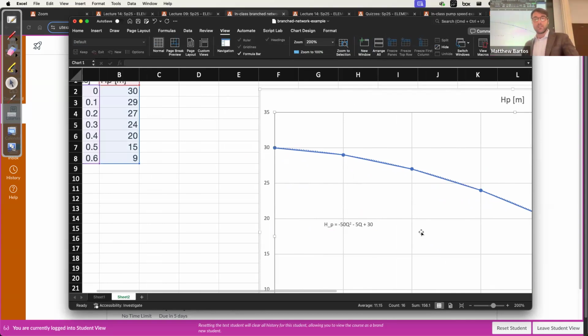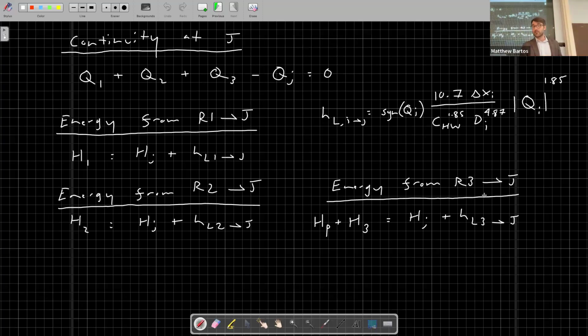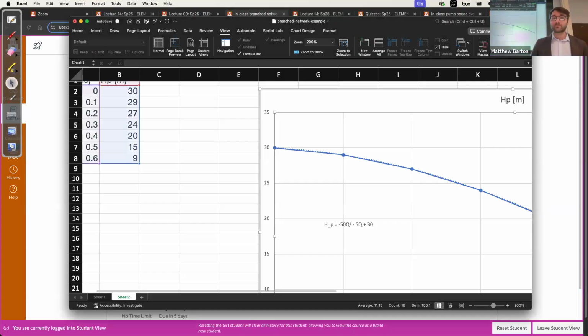So in general, I'm going to go back to the notes really quick. When we are adding to the energy equation, we'll want an expression for the pump head in terms of some polynomial. So we might have something of the form A times Q squared plus BQ plus C. And we can obtain this by fitting a polynomial or some other function to our pump curve. Okay, so we have a polynomial for our pump curve.